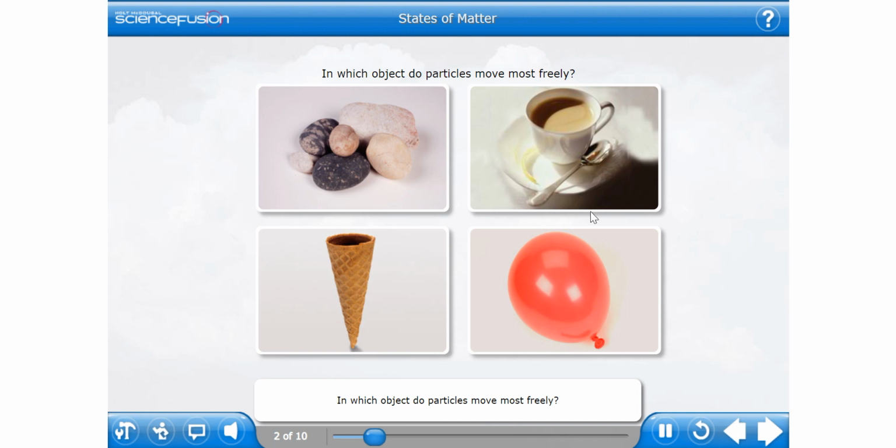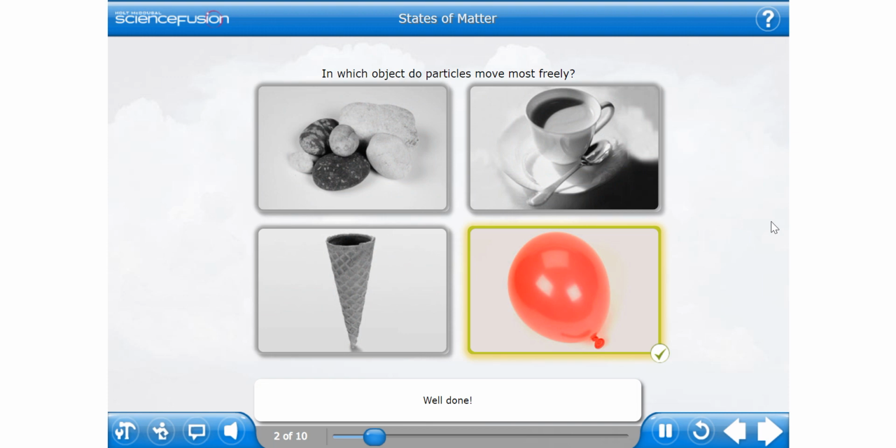In which object do particles move most freely? Click your answer. Well done! Particles move most freely in the gas inside the balloon. Look at the other objects shown here. How do you think particles move in each of them?